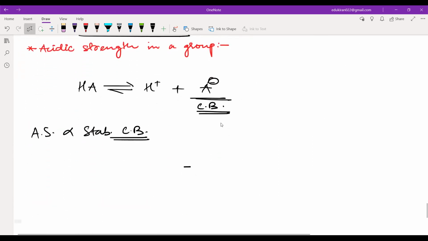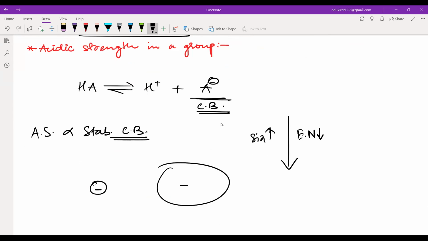But in this group, we have two things happening. If we go down the group, what is happening? The electronegativity is decreasing, but the size is increasing. Okay, the size is increasing. Now, when you look at this, you have to compare two things. You can compare how much a particular atom is able to hold the negative charge, or you can also compare the size. You tell me which will be more stable, A or B?